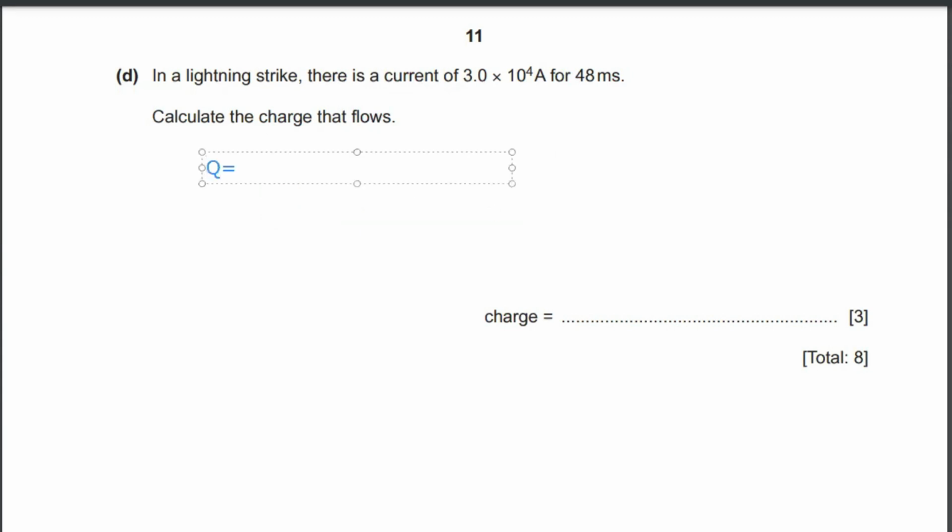So Q would be equal to 30,000 multiplied by 0.048. So 1, 2, 3. So 3 decimals are shifted, and we get 0.048. So Q would now be equal to 1400. And the unit for charge is coulombs, capital C. So the answer for charge is 1400 coulombs.